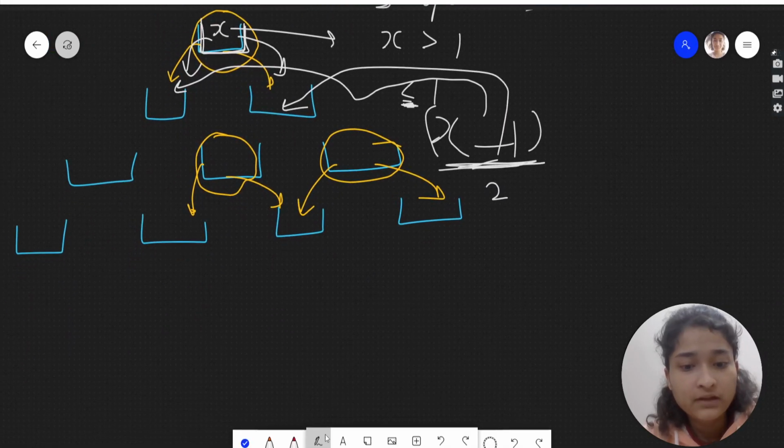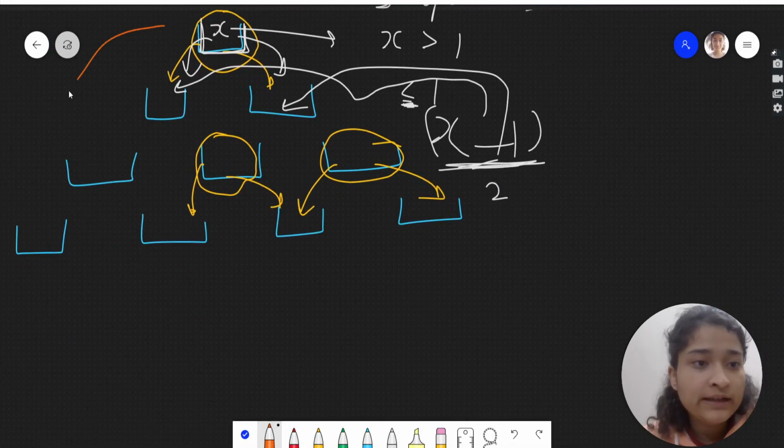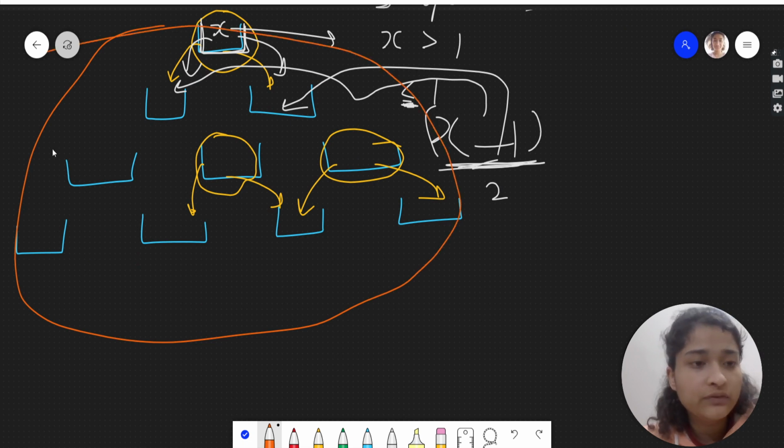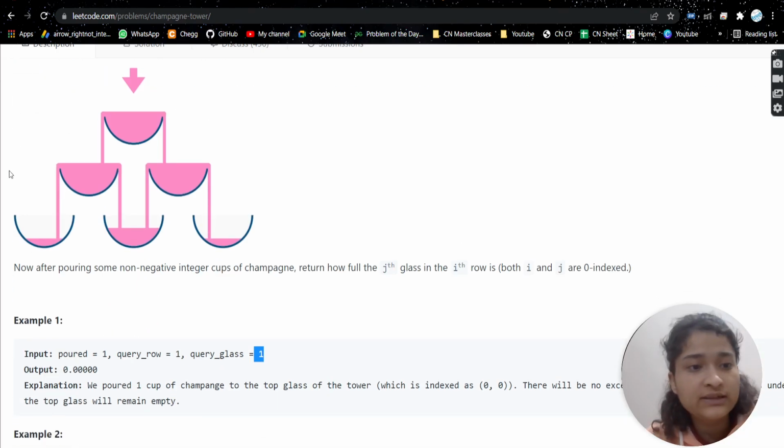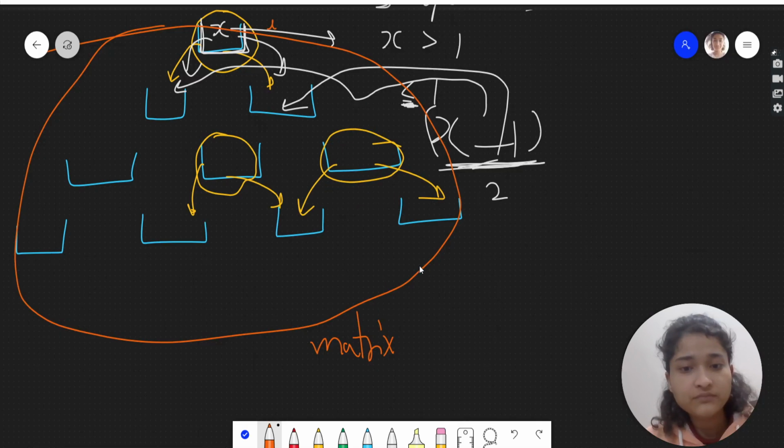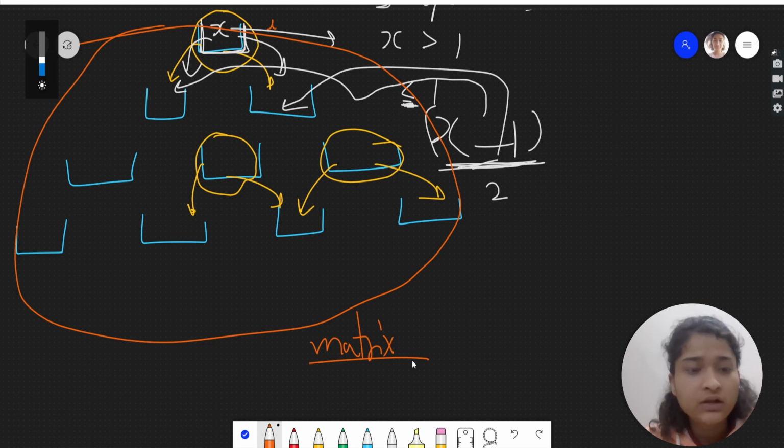Fine. Now we have to see how we will represent this. So it is clear that this will be some kind of matrix, because here we have rows and columns: the ith row and jth column. So how will we store this matrix in a pyramid form? That is the main problem and the main difficulty in this question.